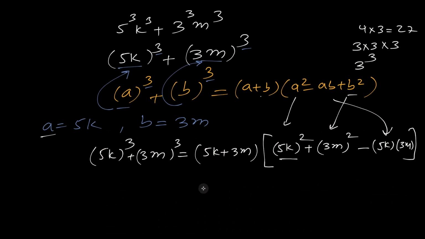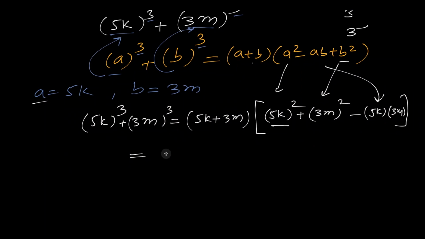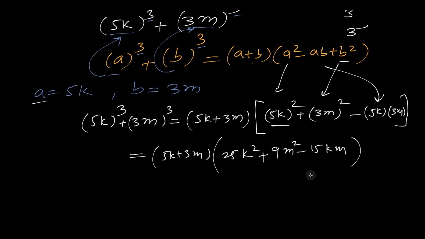Now we will try to solve these equations. 5k plus 3m. Now I am directly writing because we already solved equations like this in the previous two exercises. 5 square k square. What is 5 square? 25. K square is k square, plus 3 square is 3 into 3, it is 9, m square, minus 5 into 3 is 15 km. So this is the answer for 125 k cube plus 27 m cube.